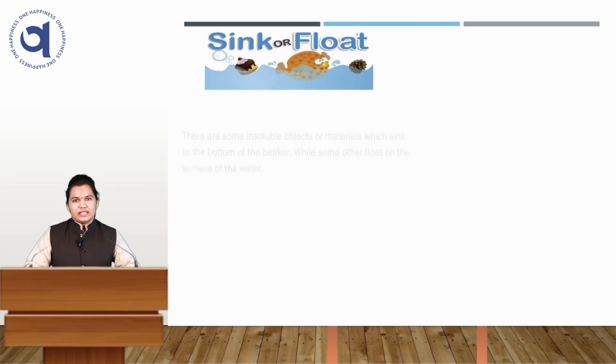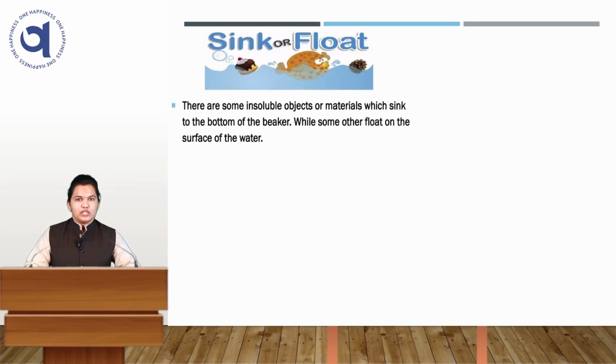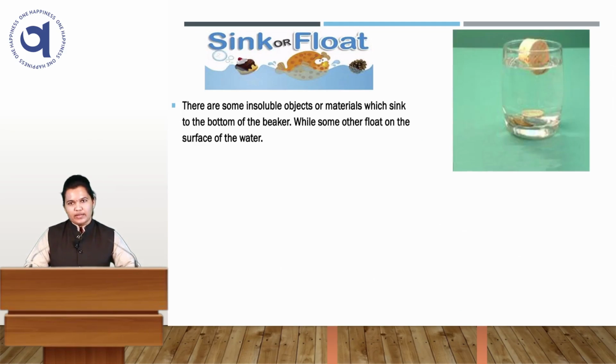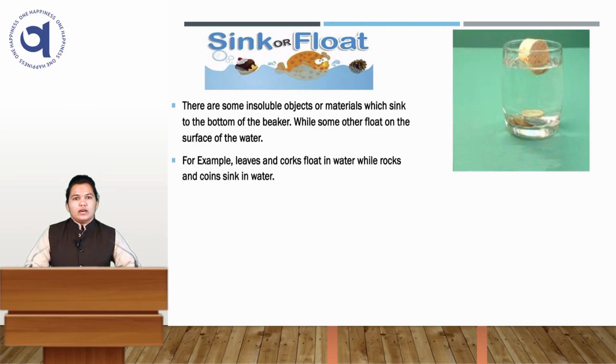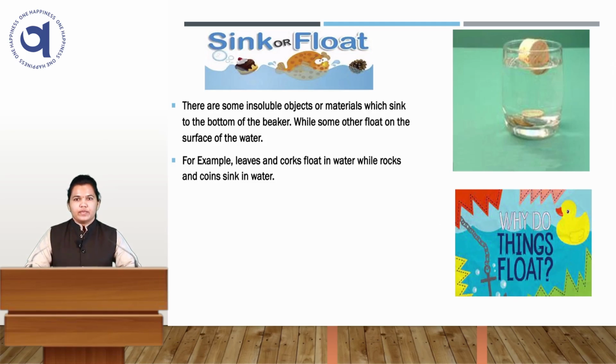Now, what are sink or float? There are some insoluble objects or materials which sink to the bottom of the beaker, while some others float on the surface of water. Here we can see, for example, leaves and cork float in water, while rocks and coins sink in water. Cork is made up of wood.